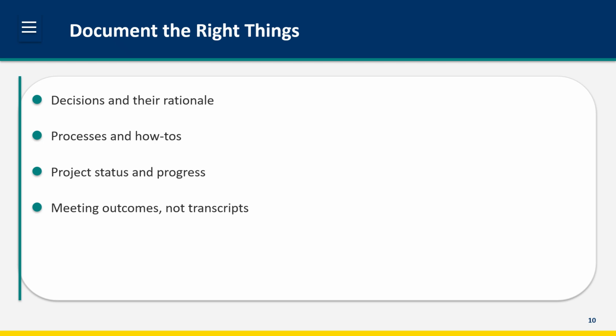Document the right things, not everything. Document decisions and their rationale. Why did we choose this approach? What were the alternatives? Document processes and how-tos. How do we release code? How do we onboard new team members? Document project status and progress. Where are we? What's next? What's blocked? Document meeting outcomes, not transcripts. The actions and decisions matter, not who said what.